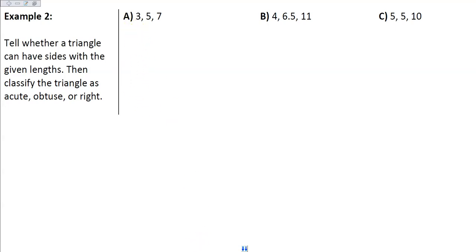So I'm going to start with, is this a triangle? Remember, the smallest two sides must be greater than the third side. So I'm going to start by saying, okay, 3 plus 5, is that greater than 7? All right, 8 is greater than 7, so yes, that works. So then let's look at all three, okay? Is 5 plus 7 greater than 3? Yes. Is 3 plus 7 greater than 5? Yes, because again, 7 is already greater than both of those, so it doesn't make sense to do all three. I want to find the smallest two sides, add them up, and see if they're greater than the third side.